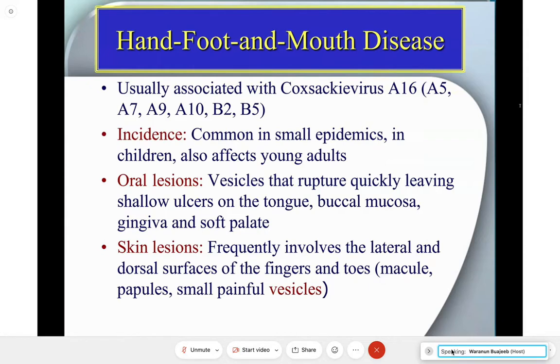So with the oral lesion, you need to try to check and see whether the patient has other lesions on the fingers or their toes, which can be red macules, papules, or small painful vesicles.